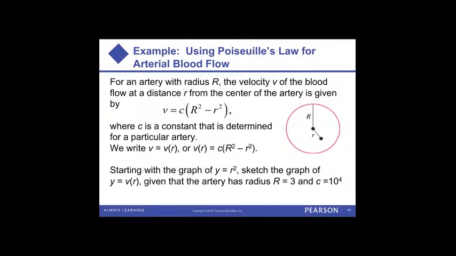Okay. So for an artery with a radius R, the velocity v of the blood flow at a distance r from the center of the artery is given by this, where c is a constant that's determined for a particular artery. We write v of r, which is c times R squared minus r squared. Starting with the graph of y equals r squared, sketch the graph of v of r, given that it already has a radius of 3.